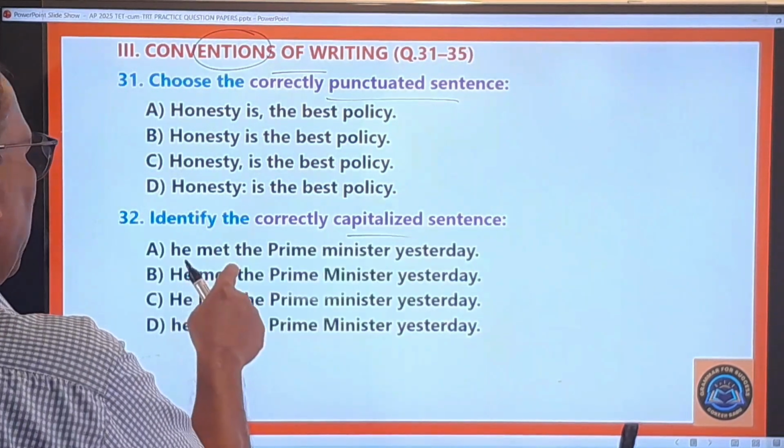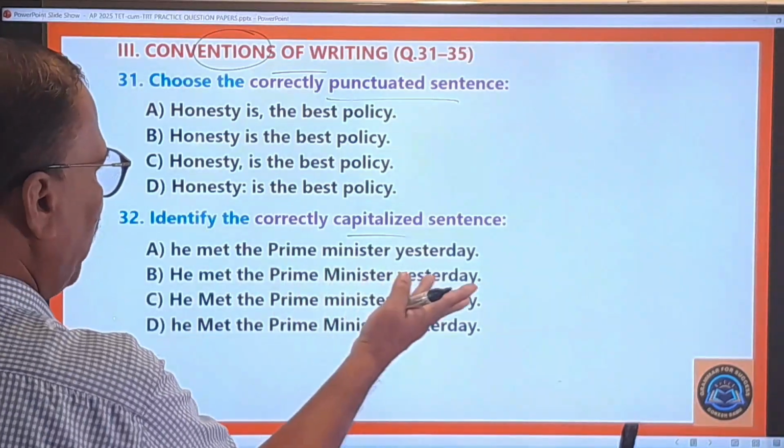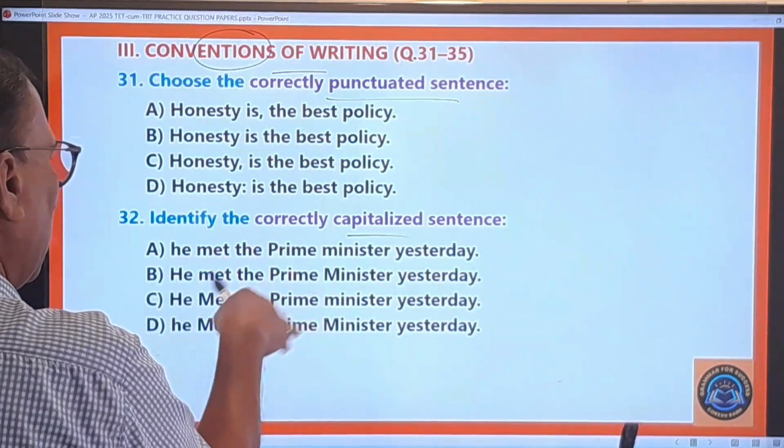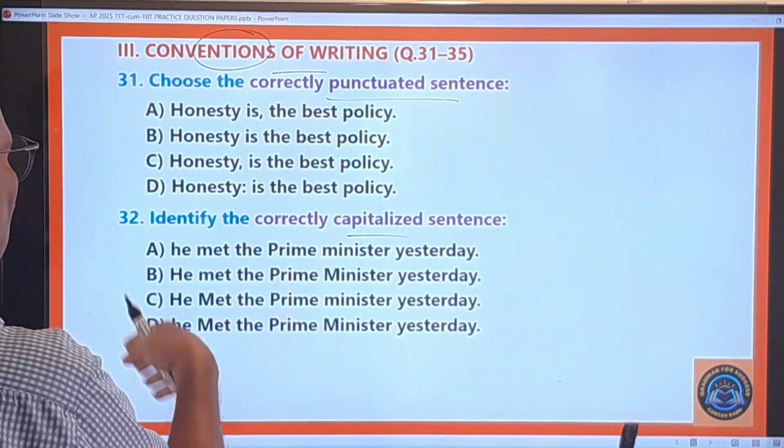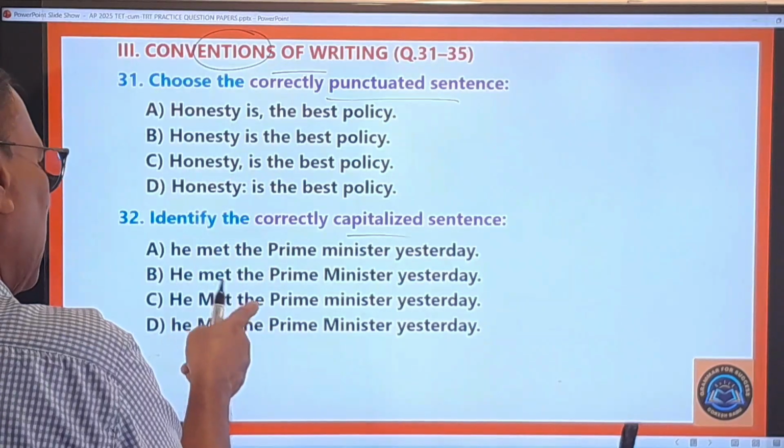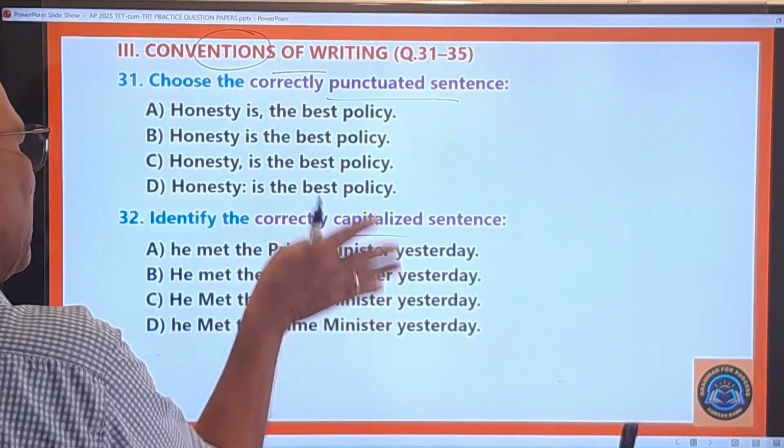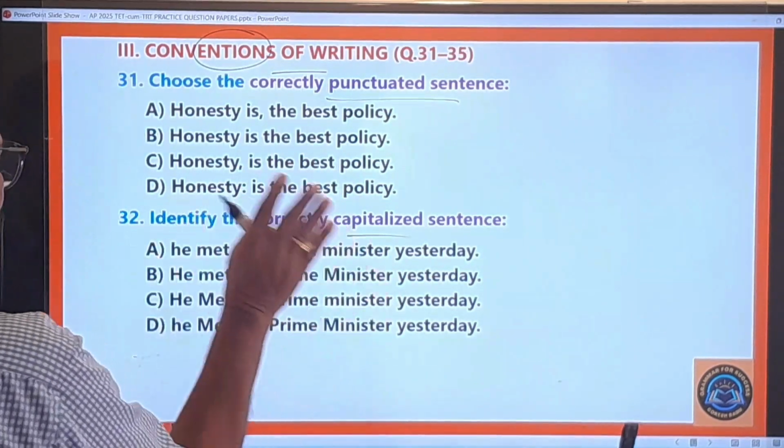Okay, he met the Prime Minister yesterday. All sentences belong to the same one, and you choose that sentence in which the capital letters are correctly used. So that is only your job.